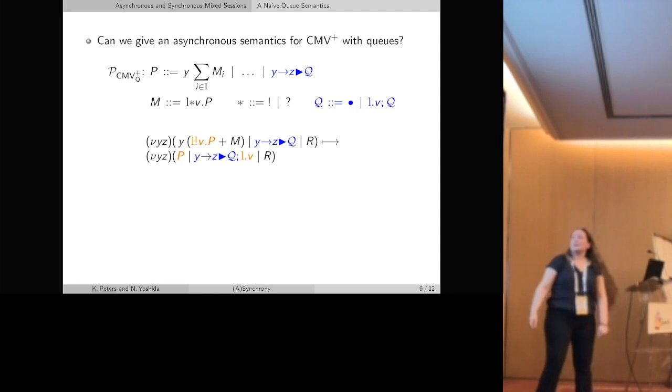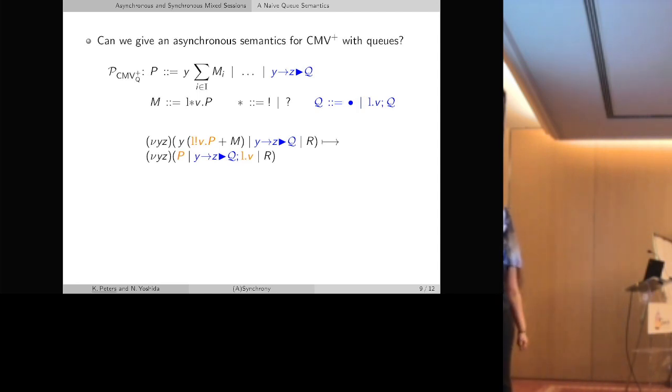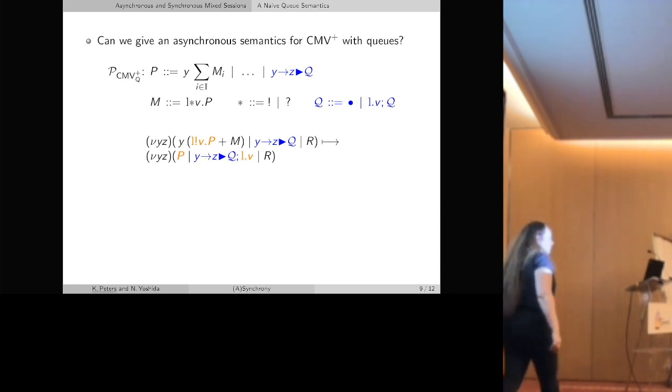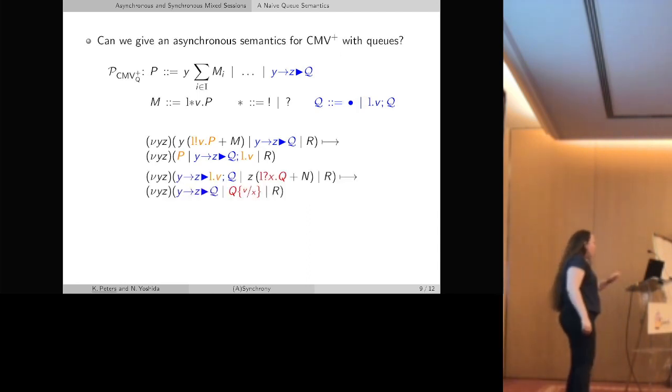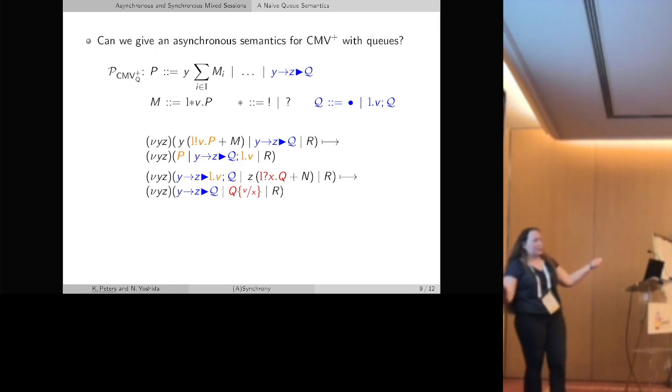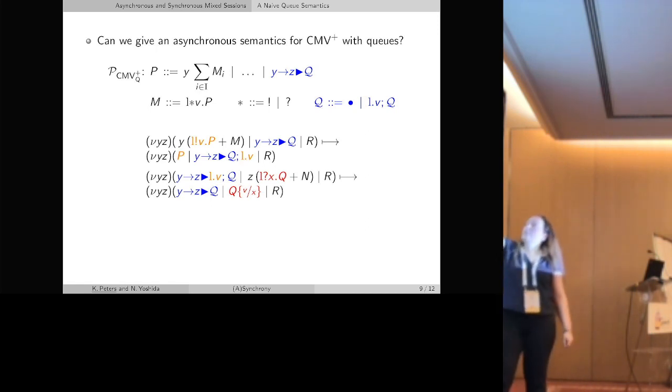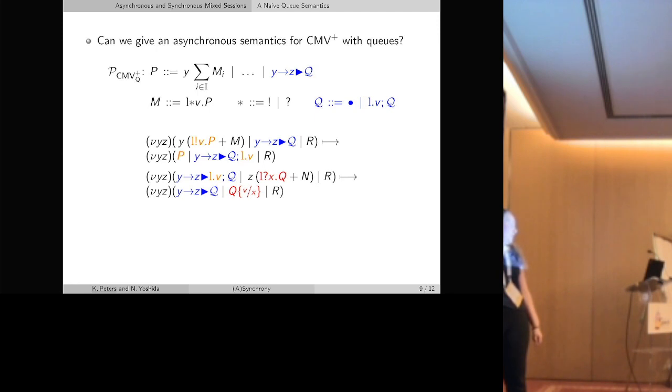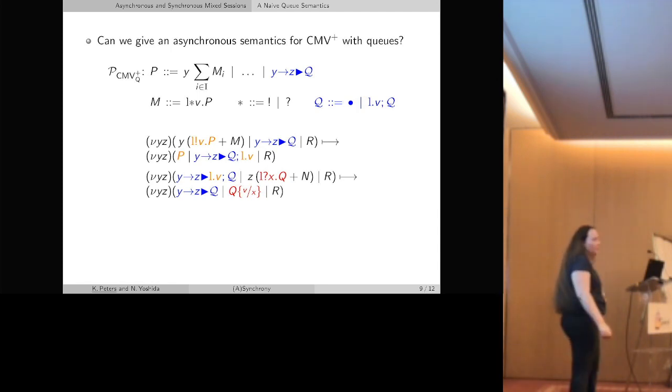Now what you do is you change the semantics, saying that if you have an output and a queue, then you put the output on the queue and reduce the process. And the matching rule for input then, so you split input and output into rules, right? Is if you have a queue with an output message on top, and you have a matching receiver matching for the label, and of course for the channel, then you can reduce, and by that the queue gets shorter, right?